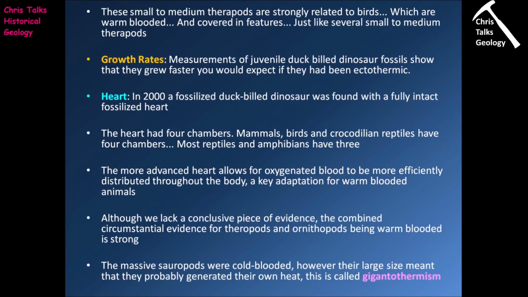Now, in terms of the sauropod dinosaurs, we know with a pretty high degree of certainty that they were cold-blooded. However, their large size meant they probably generated their own heat, and this is a process called gigantothermism.